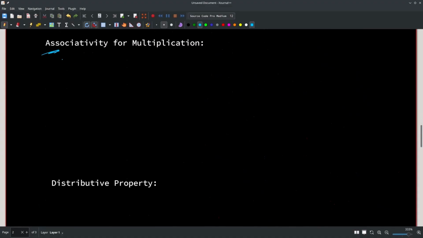Let's talk about the associativity of multiplication. When it comes to the associative property, we need 3 numbers. Let's say any numbers A, B, C: A into B into C, grouped together, will always be equal to A into B, the first 2 numbers grouped together, with C multiplied last.